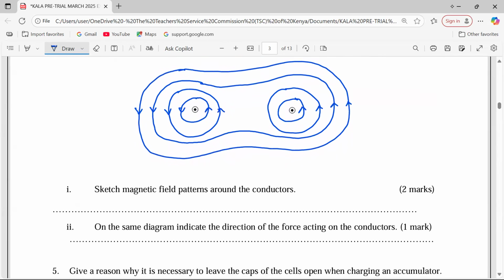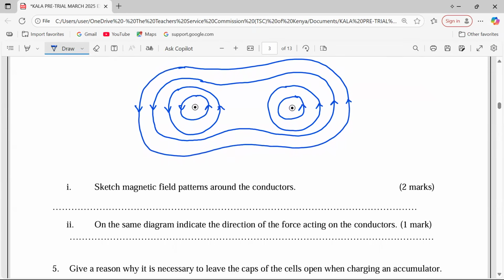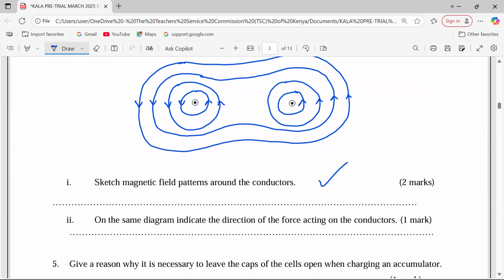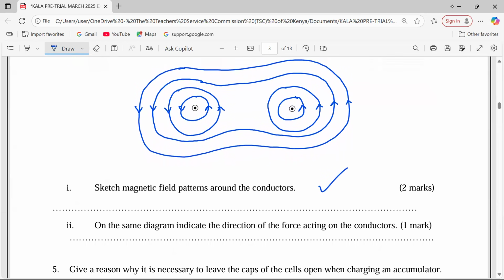Then we are also told to sketch magnetic... okay, we have sketched. Then on the same diagram, we indicate the direction of the force acting on the conductors. For this one, we'll have a force moving in this direction. And for the other one, a force in the opposite direction. Force will be in the opposite direction.